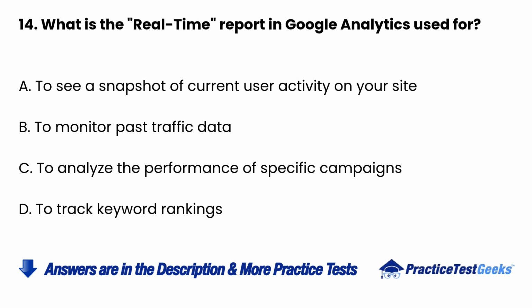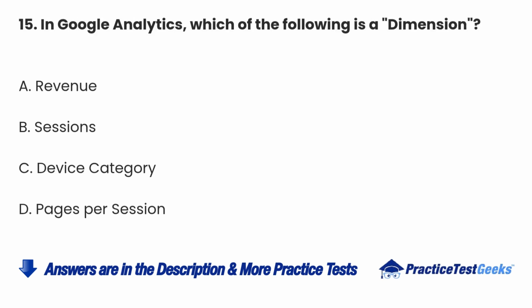14. What is the real-time report in Google Analytics used for? A. To see a snapshot of current user activity on your site. B. To monitor past traffic data. C. To analyze the performance of specific campaigns. D. To track keyword rankings.